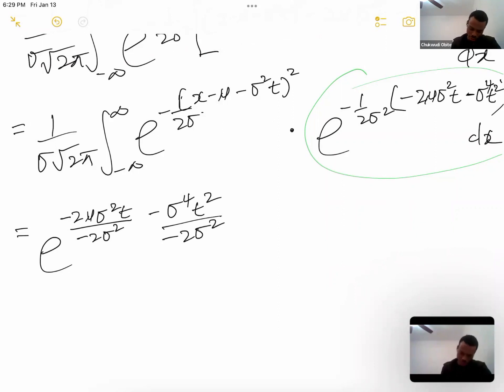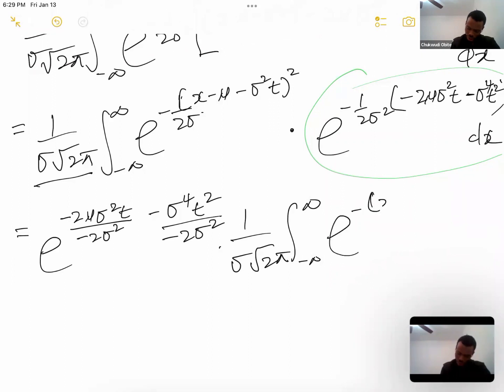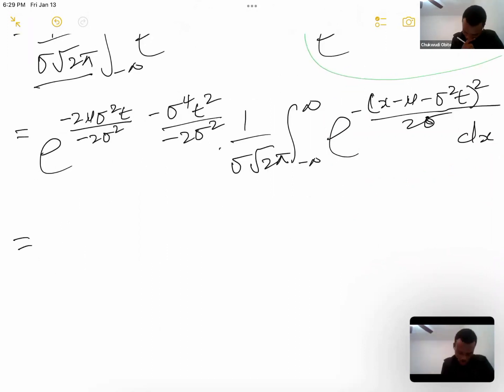Okay, I have 1 all over sigma square root of 2 pi, which is this. Then the integral from minus infinity to infinity of e raised to the power minus (x minus mu minus sigma squared t) squared all over 2 sigma squared dx. So this is what I have. This will cancel out this. Sigma squared will cancel out sigma squared. I'll be left with mu t.